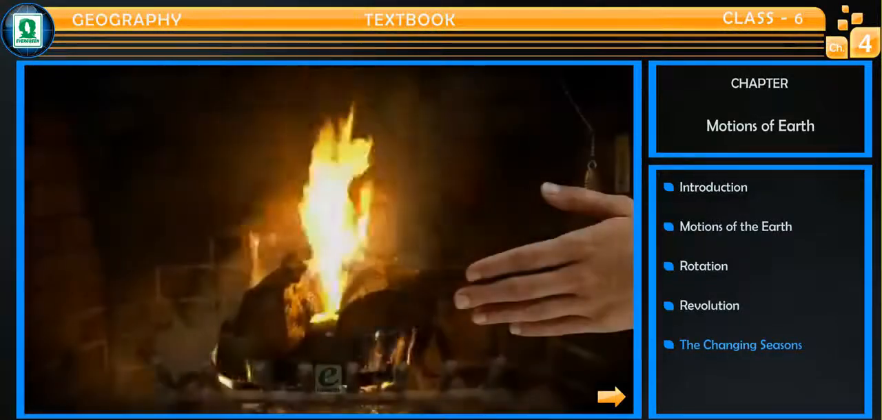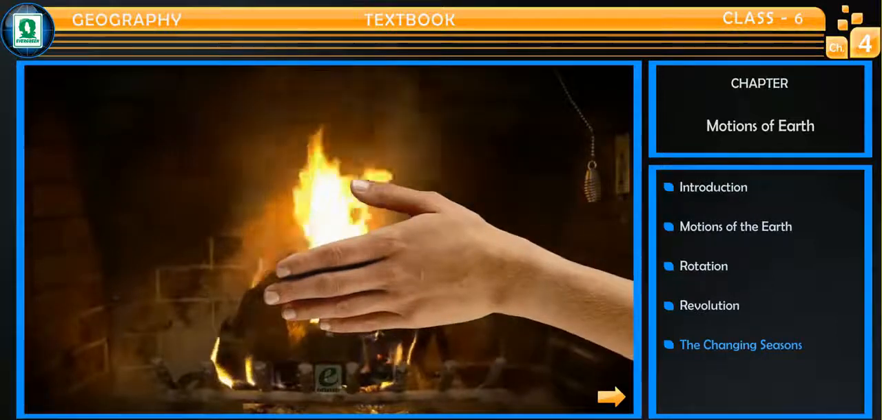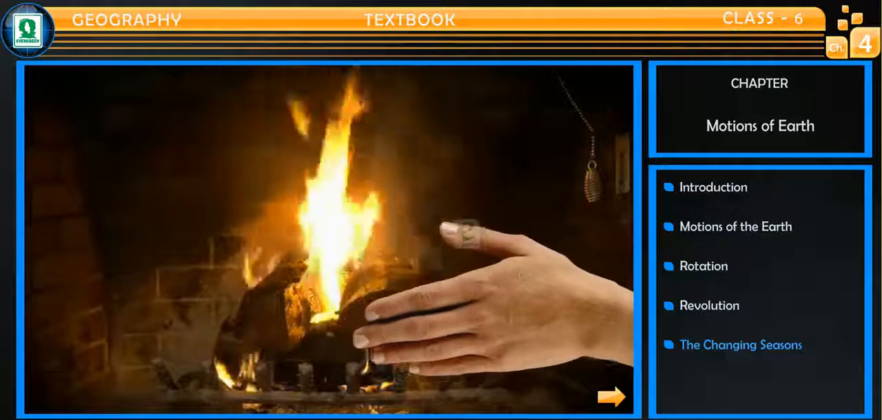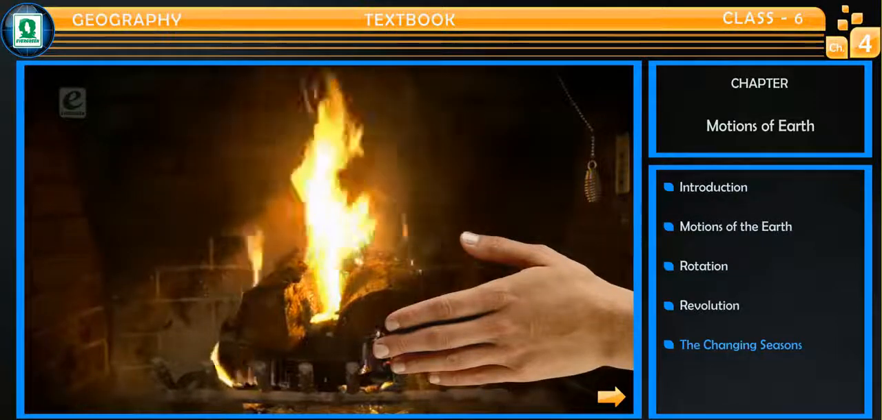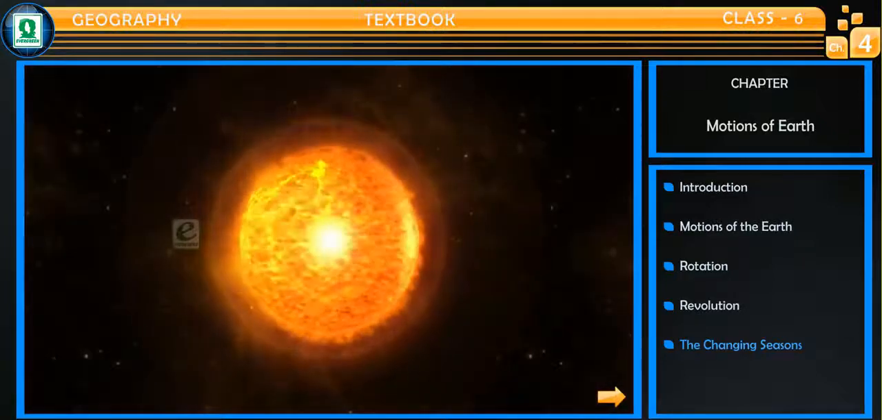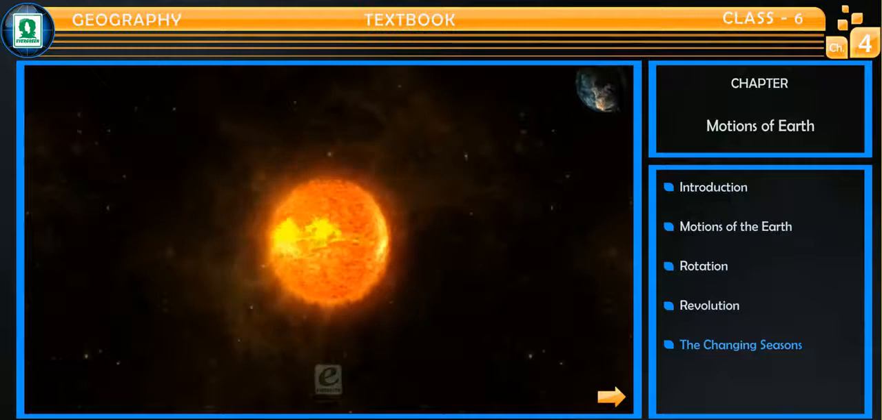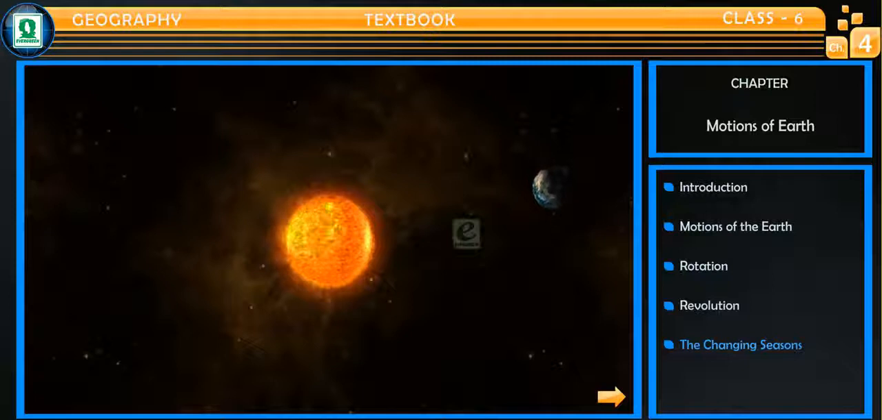Just recall your experience when you go close to fire. How do you feel? You feel warm or hot, but as you move away from it, you feel cool. Same thing happens with our Earth. The Sun is a ball of gases which releases heat. During revolution, the Earth receives heat from various angles at different positions.